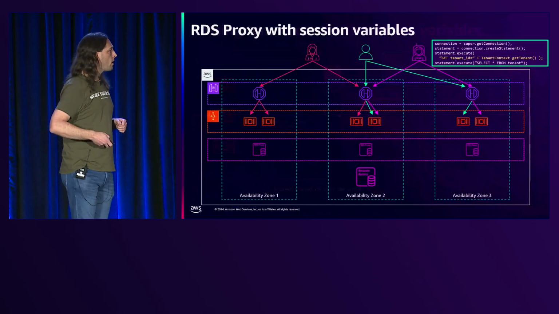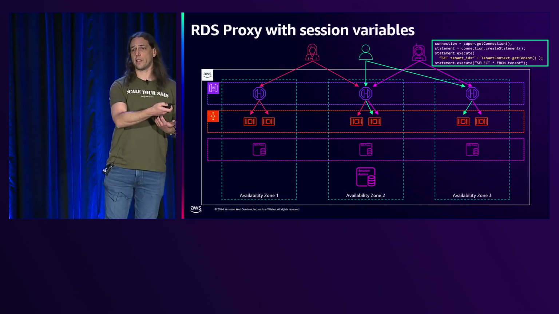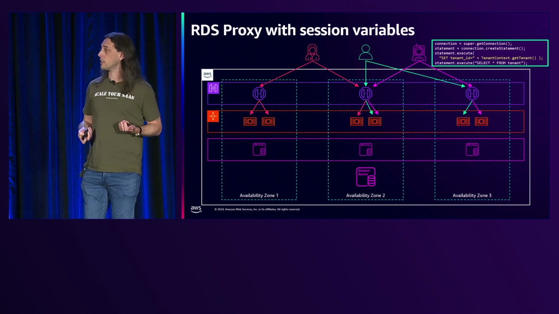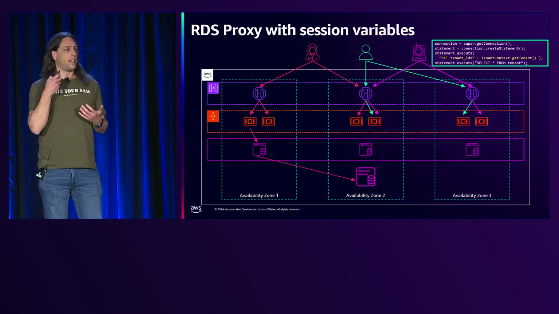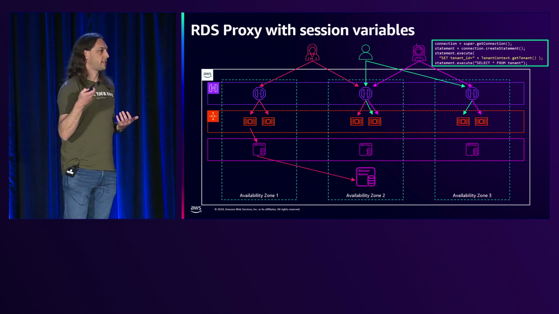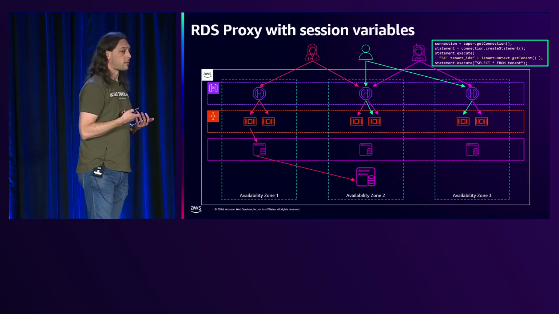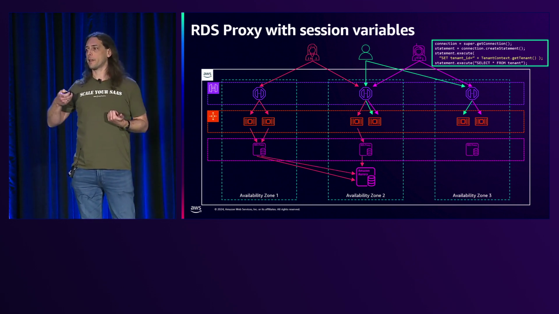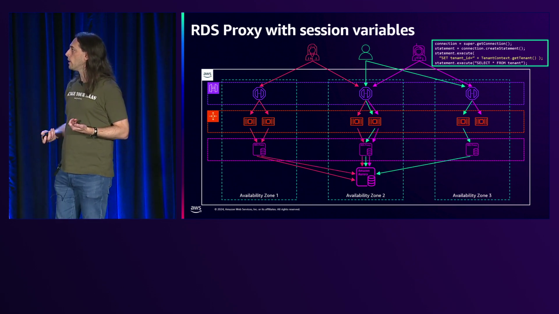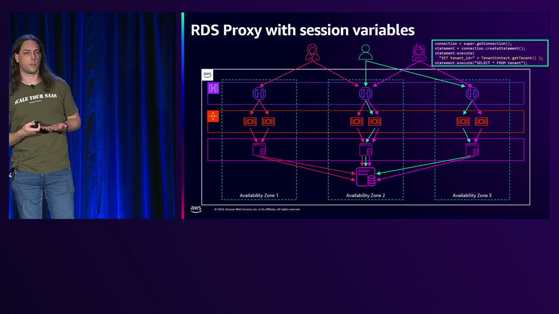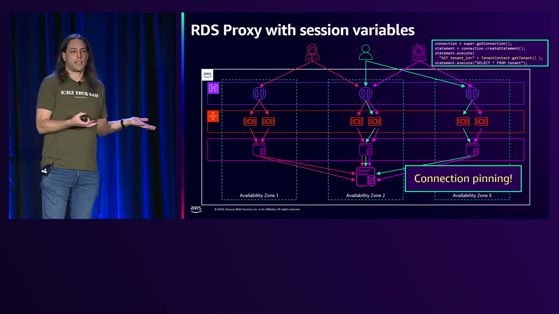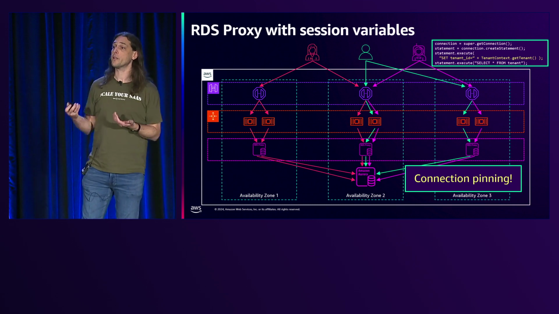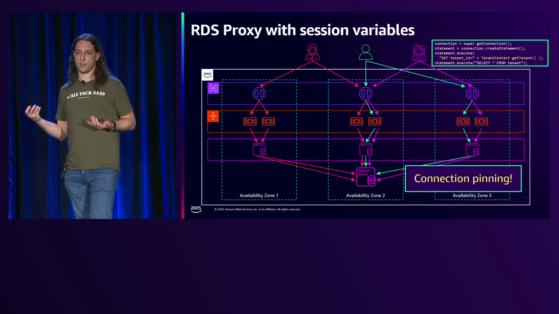Well, when RDS Proxy creates a connection with a session variable, it sees this as a unique connection. And it can't reuse those connections across other sessions. Now, this is called connection pinning. So now we're back at the same place we were before, where we're exhausting our connection pool. Right? So we've got RDS Proxy, but it's not really giving us so much there. So we need to think about another option to handle this.